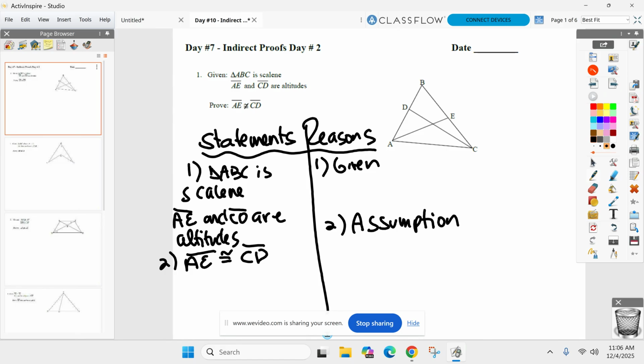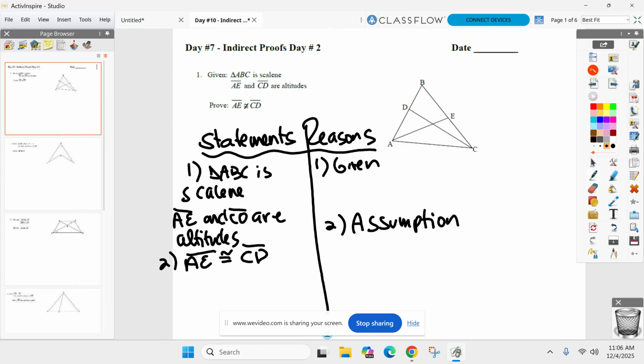Here's where it gets a little tougher now. Yesterday, it was pretty easy for us to say, probably going to contradict this given because it's got the "not" in it. Any given that had the "not" in it, I was probably going to contradict it. Now, it just says it's scalene and their altitudes. So which one are we going to plan on contradicting here? Because it's not an easy choice.